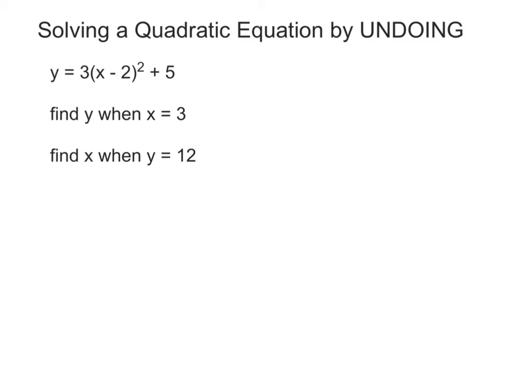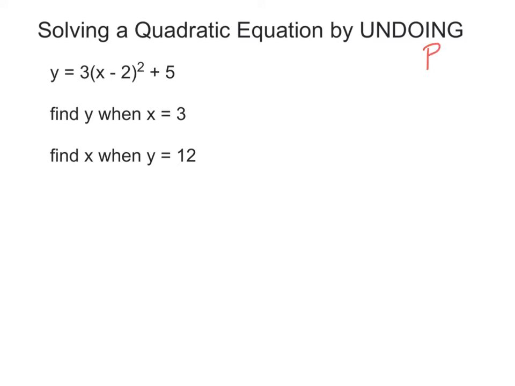This video reviews solving a quadratic equation by undoing. So this equation, y equals 3 times the quantity x minus 2 squared plus 5, is an equation that is quadratic, and it is in what we call vertex form, which compares with standard form. This is the form that we solve by undoing the PEMDAS steps.